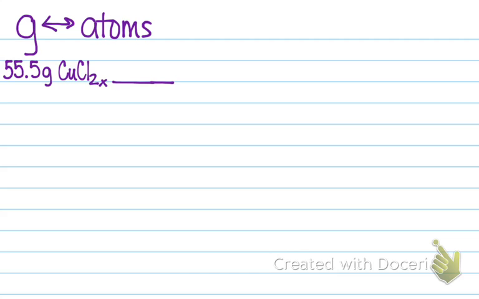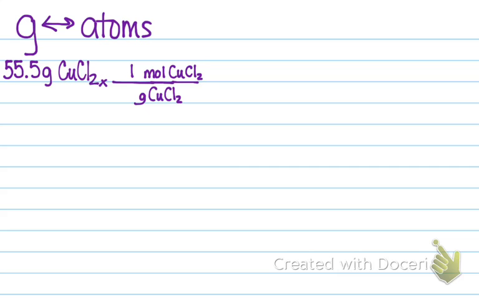And so we're going to put what we're trying to get rid of on the bottom, which is grams of CuCl2. Now this is going to be a two-step process because you can't go straight from grams to atoms. You have to go from grams to moles first. So we're going to go to moles of CuCl2. So 1 mole. That's our first step, going from grams to moles.